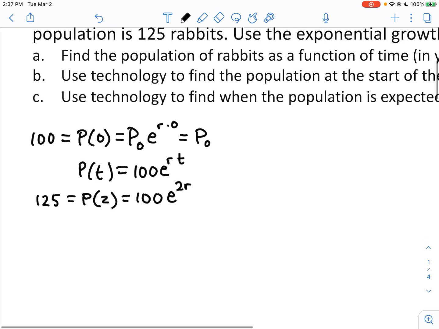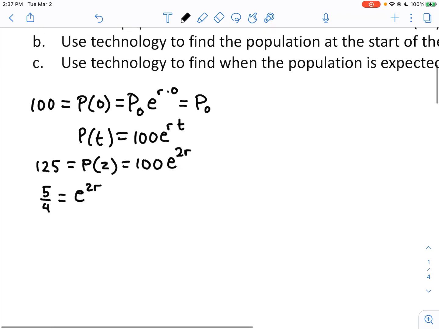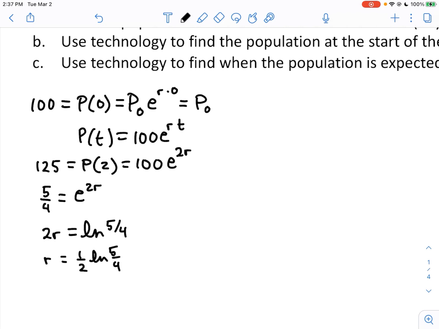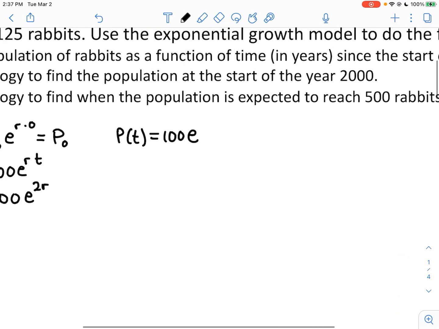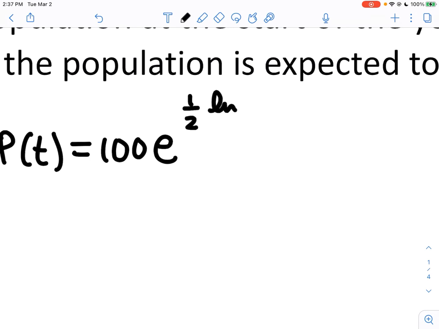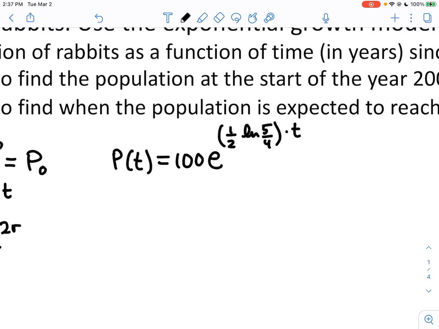I'll begin by dividing both sides by 100. 125 divided by 100 is 1.25, or we can do fractions. Let's go 5/4 equals e to the 2r. Now I'm going to convert this to log form. So we get 2r, which is the exponent, is equal to log base e, which is natural log of 5/4. And then r, therefore, is 1/2 of the natural log of 5/4. And so our model becomes population as a function of time is equal to the initial population, 100, times e to the rt. I'm going to replace r now with 1/2 natural log of 5/4, and then all of this is times t. And this becomes our model.